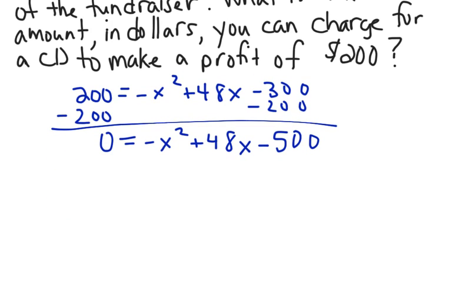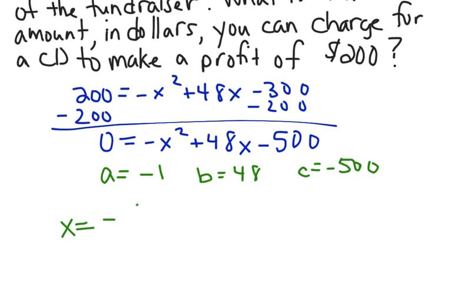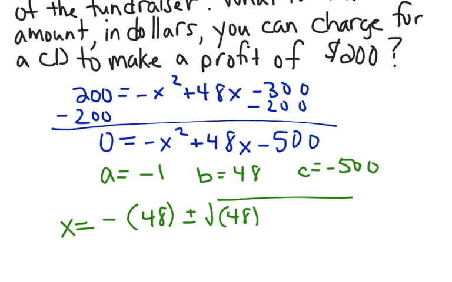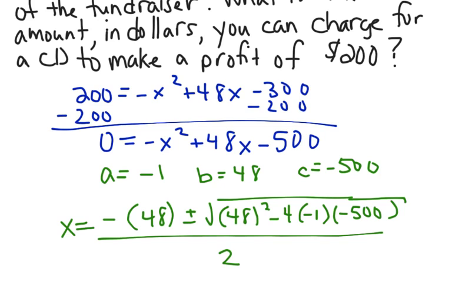After you have an equation that's equal to 0, you're going to determine a, b, and c. And then we're going to plug it into the quadratic formula. x equals -b plus or minus the square root of b squared minus 4 times a times c, all over 2 times a.